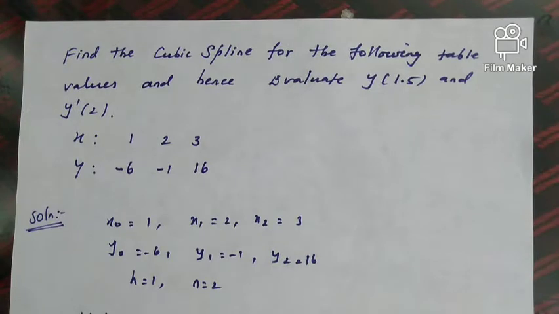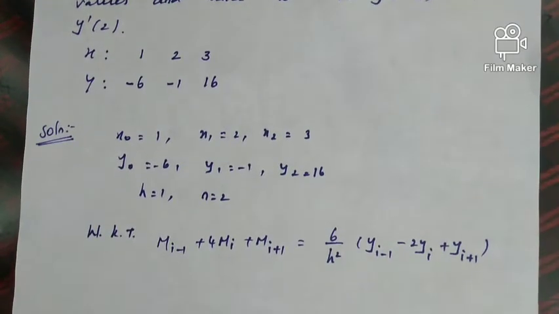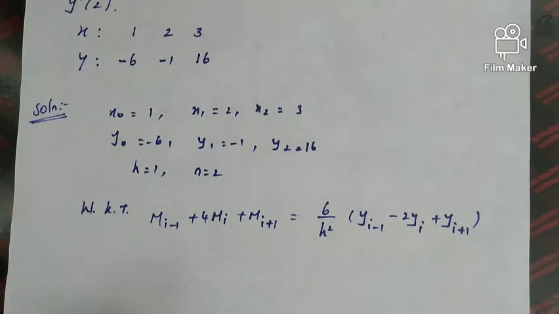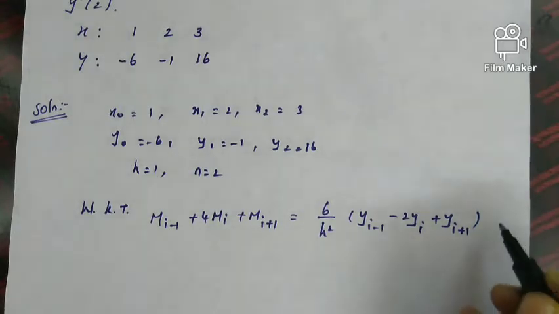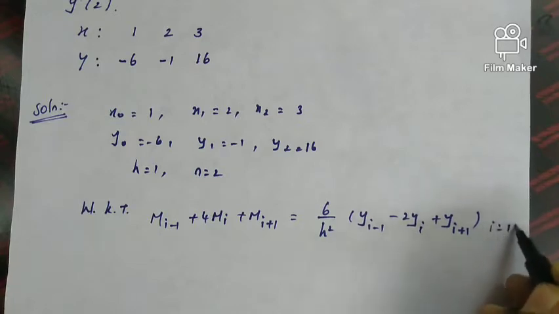Now in the theory part we have written some equation results. The first result we know: m(i minus 1) plus 4m(i) plus m(i plus 1) equal to 6 by h square into (y(i minus 1) minus 2y(i) plus y(i plus 1)). Here we are going to substitute the value for i to find the values of m0, m1, m2. And here i is the general index. In the theory lecture video we have discussed, i takes the values 1 to n minus 1.